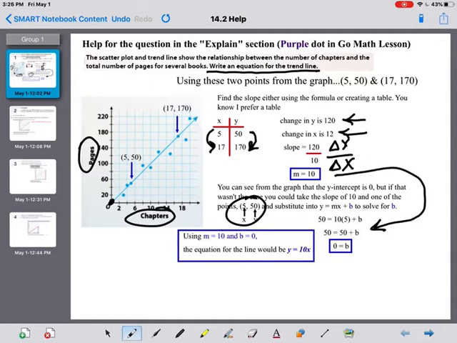So y is equal to 50, the slope is 10, x is 5, and b is what I'm going to be looking for. So when I solve that equation, I get a y-intercept of 0, which again was very easy to tell on this graph without doing that work. So for this problem, it really wouldn't be necessary. So over here, using a slope of 10 and a y-intercept of 0, I would get the equation for this line, y equals 10x. So that's just a little bit more of an explanation for that one problem in the explain section on Go Math.